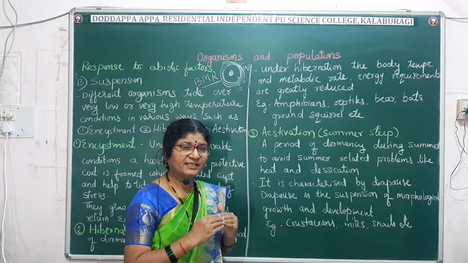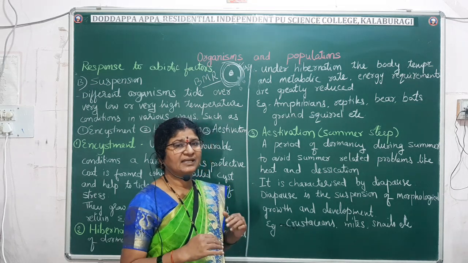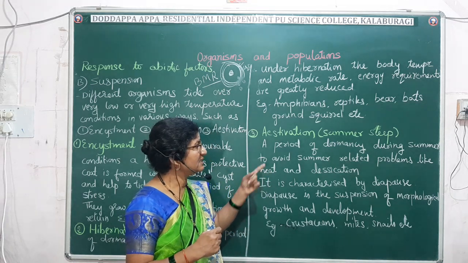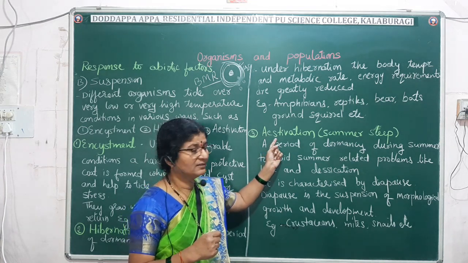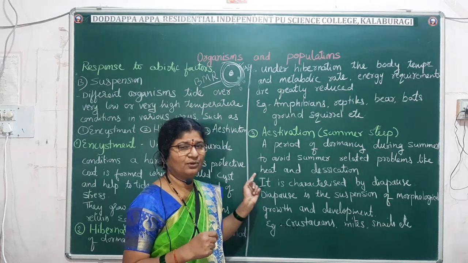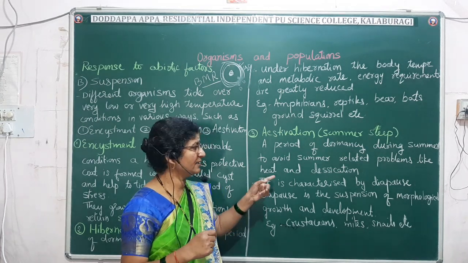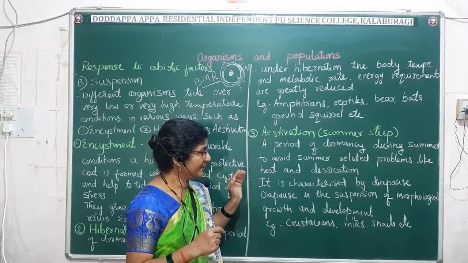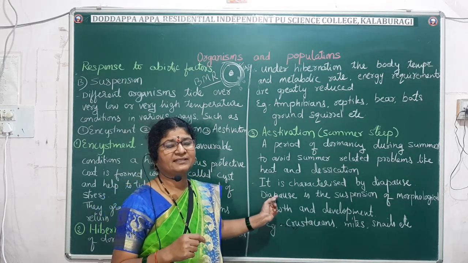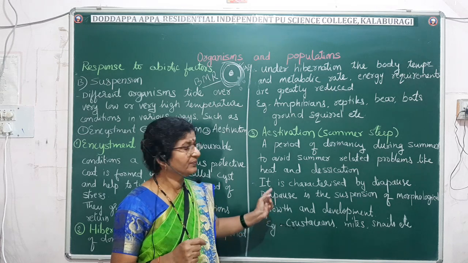Just to avoid these problems, some of the animals become very inactive during the summer and that is called aestivation. So it is a period of dormancy during the summer to avoid summer related problems like high temperature, heat and the desiccation. Usually it is characterized by the diapause.